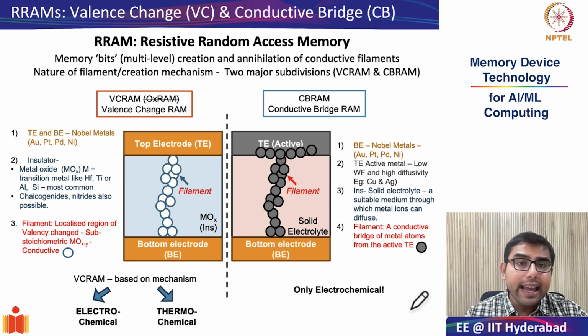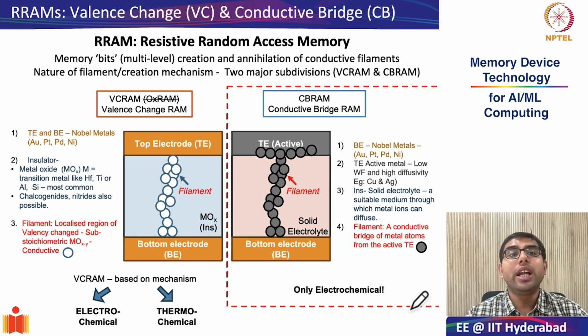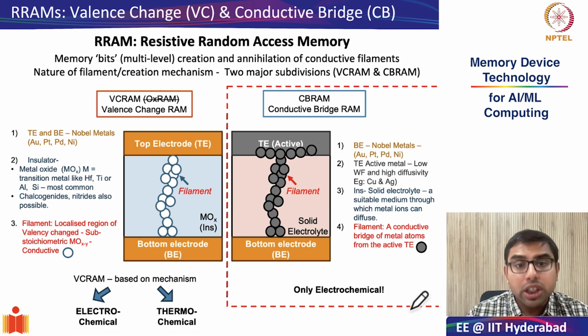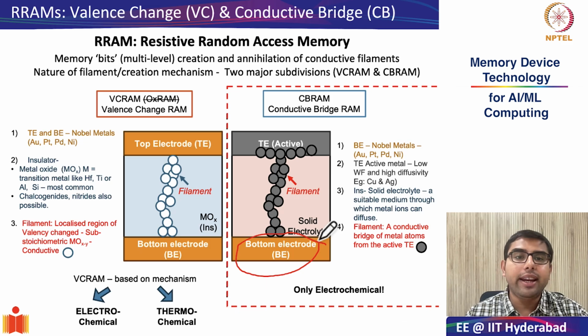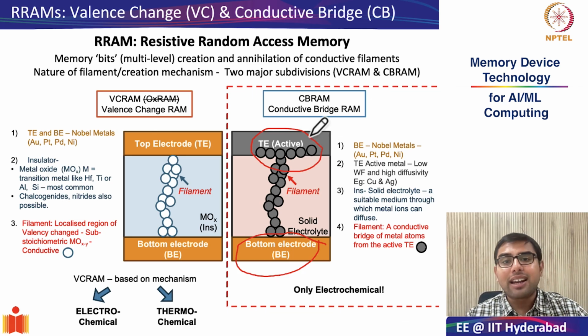Okay, with this understanding, let's go to the second subclass of RRAMs that we had discussed, which is your conductive bridge random access memories. So in conductive bridge random access memories, try to recall, while the bottom electrode was a completely inert material, the filament formation was happening due to the top electrode, which was your active element. Why was the top electrode called active metal? Because it consisted of low work function, high diffusivity metals such as copper and silver.